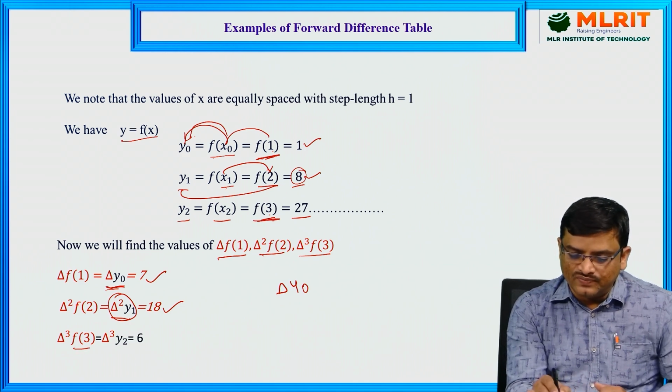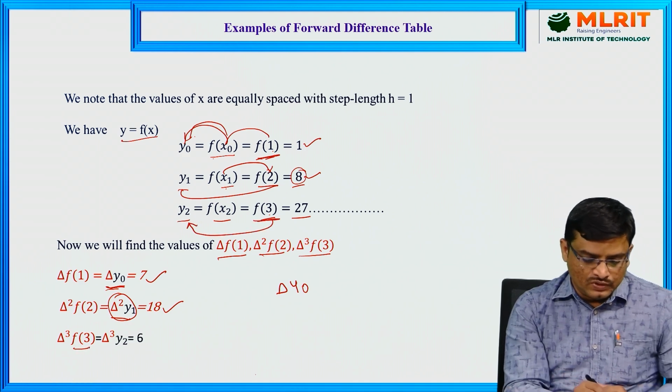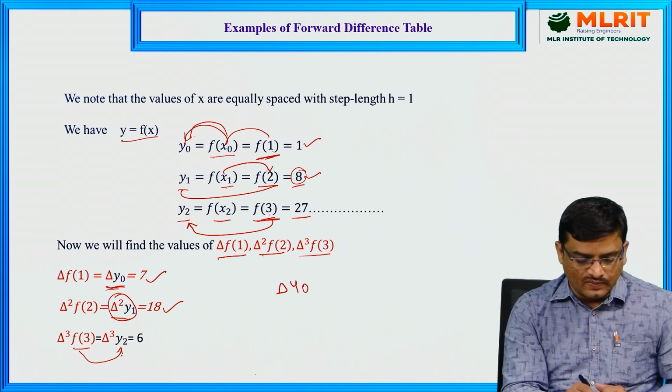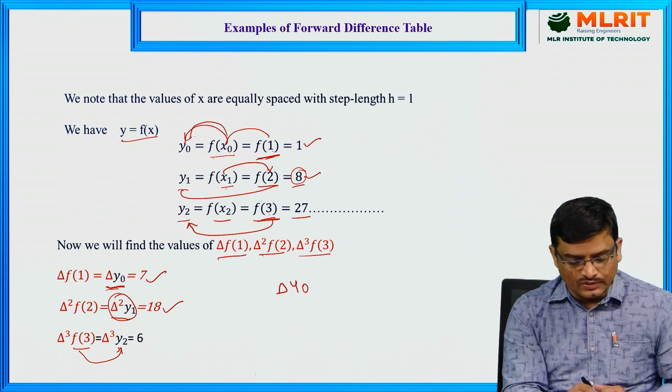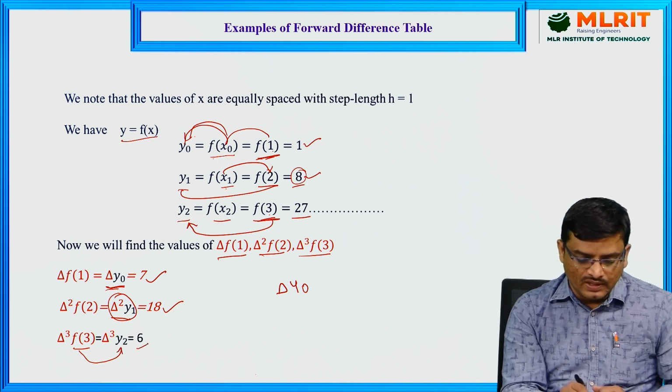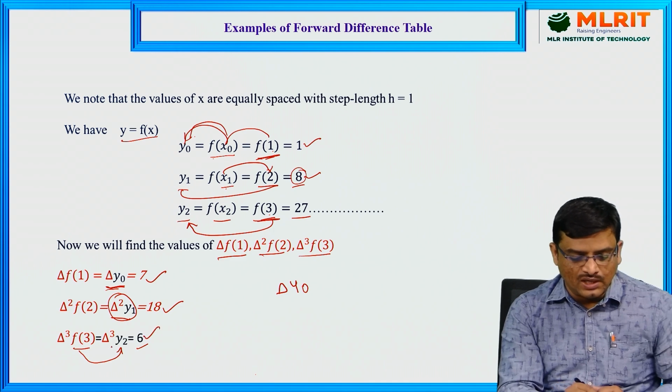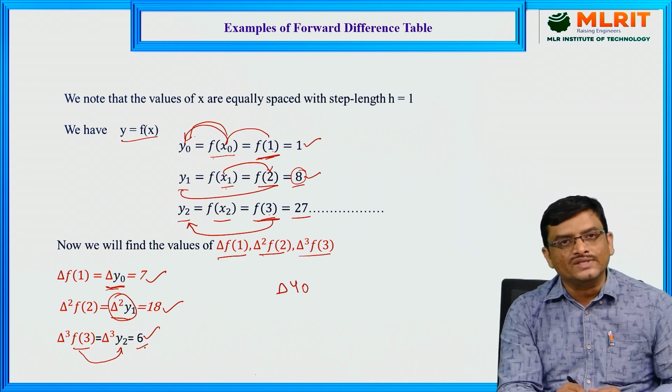We got that f of 3, it is represented with y2. So in place of f of 3, I have replaced it with y2. So we get delta cube y2. In the difference table, we got the delta cube y2, and in place of this delta cube y2, we got the numeric value as 6.